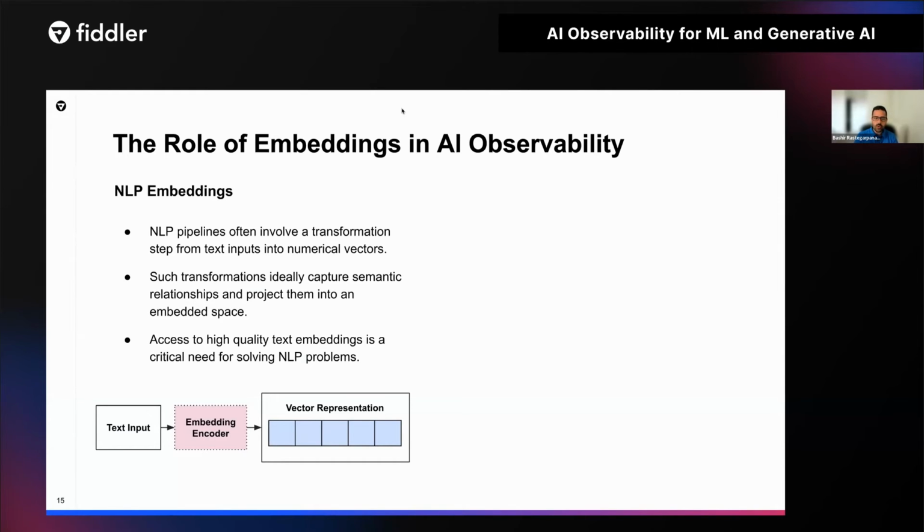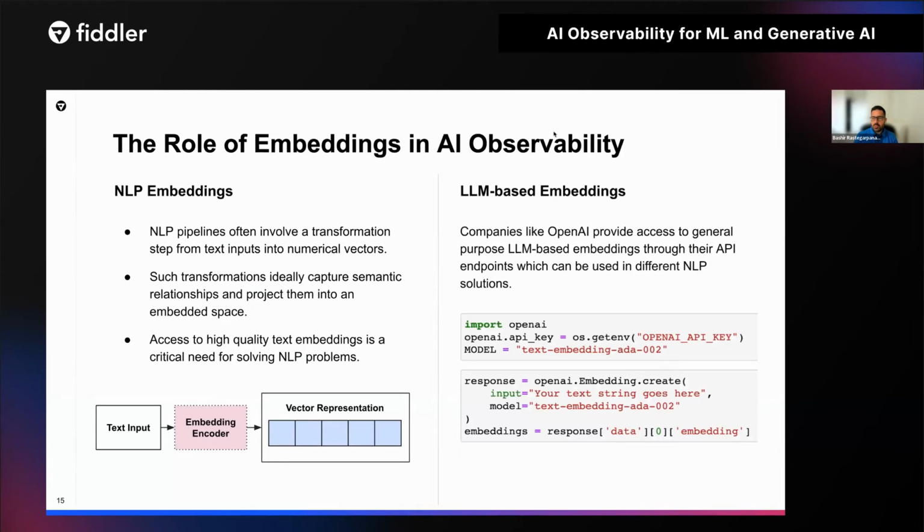Therefore, access to high-quality text embeddings is a critical need for solving NLP problems. In response to this need, companies like OpenAI, in addition to services like ChatGPT that you are probably more familiar with, provide access to general purpose large language model based embeddings through their API endpoints. This can be used in different NLP solutions that organizations want to build in-house.